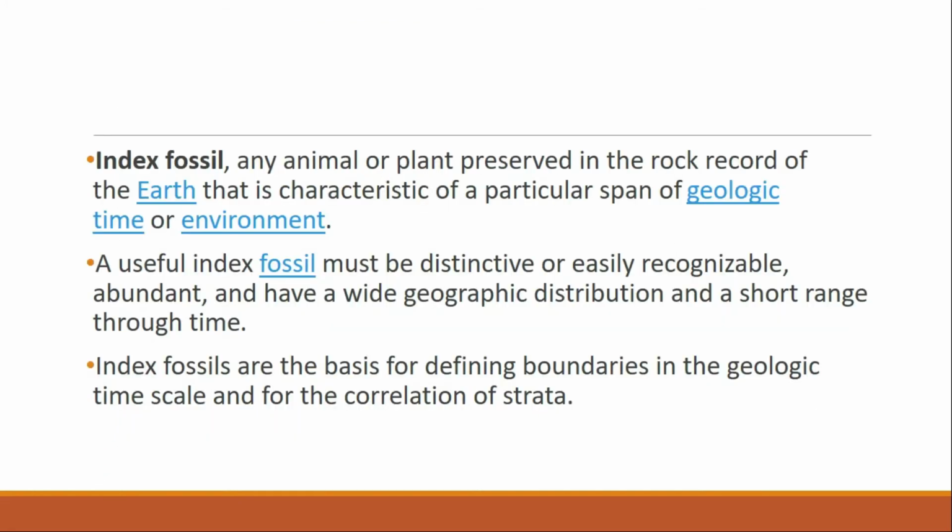Looking at the definition of index fossils in a more particular manner, we find that index fossils are any animal or plant preserved in the rock record, same as fossils. But what's special about them is that in the rock record of the earth, they are characteristic of a particular span of geological time or environment. So they are the animals or plants which were preserved in the rock, but they actually have a particular span of geological time or environment.